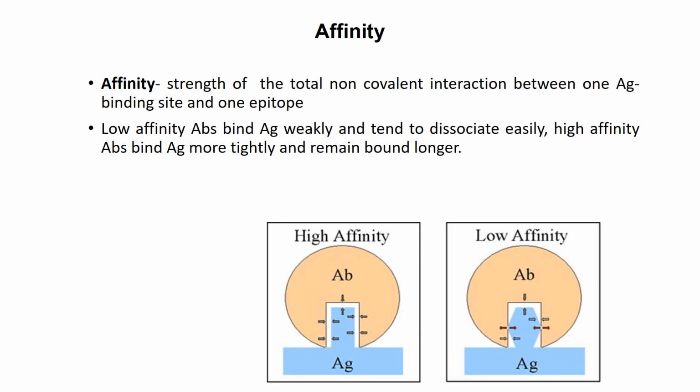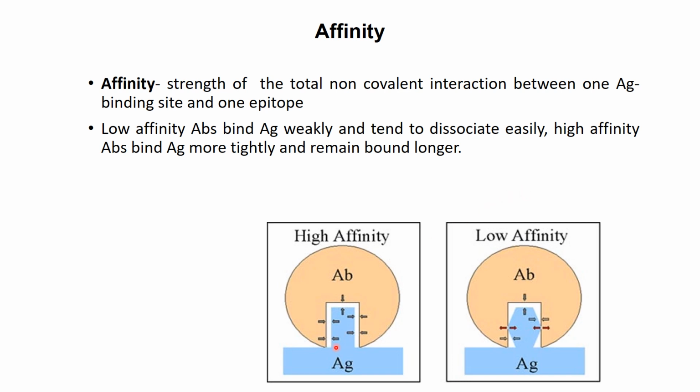Next term is affinity. What is affinity? Affinity is the strength of the non-covalent interaction between the antigen binding site of the antibody and one epitope of the antigen. So low affinity binding between antigen and antibody means a weak association, and it can dissociate very easily. But high affinity binding can remain bound and stays long.